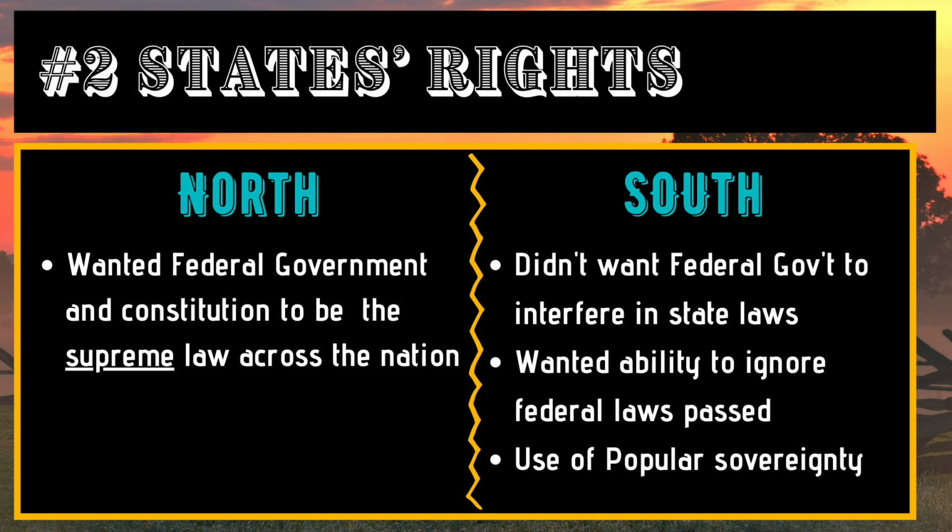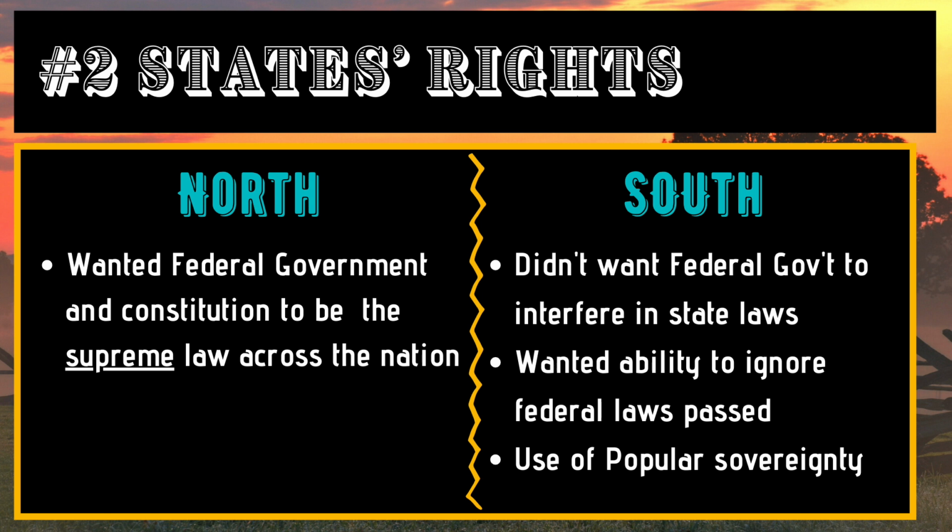Okay, the second cause that would lead to the Civil War has to deal with states' rights. In the North, they wanted the federal government and the Constitution to be the supreme law or the top law across the nation. Whereas in the South, they did not want the federal government to interfere with state laws. They also wanted the ability to ignore federal laws that were being passed. For example, they did not want to abide by the tariff laws that we just discussed because they did not want to pay those tariffs.